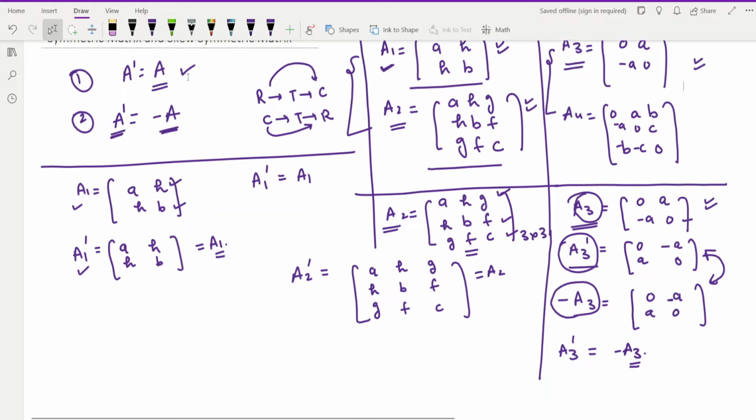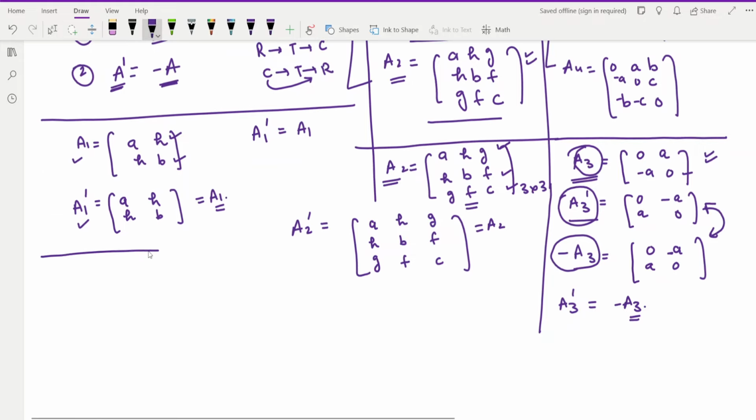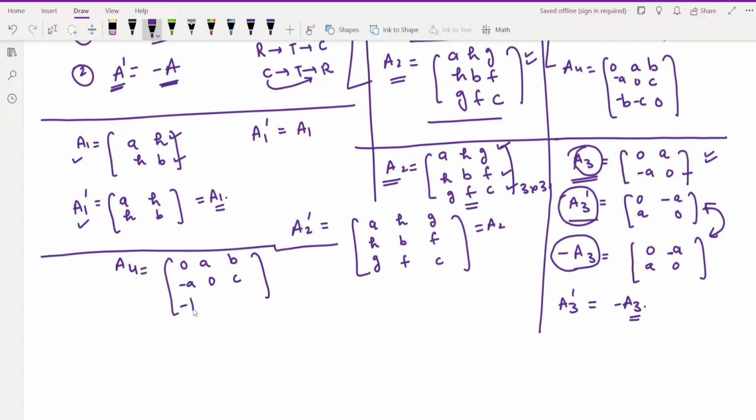Now if I go to the next example, that is related to A4. What is the matrix A4 here? Let me write it again. It is 0, A, B, minus A, 0, C, and minus B, minus C, 0. I will take the transpose of this particular matrix. The first row will be the first column, that is 0, A, B. The second row will be the second column, that is minus A, 0, C, and the third row will become the third column, that is minus B, minus C, and 0.